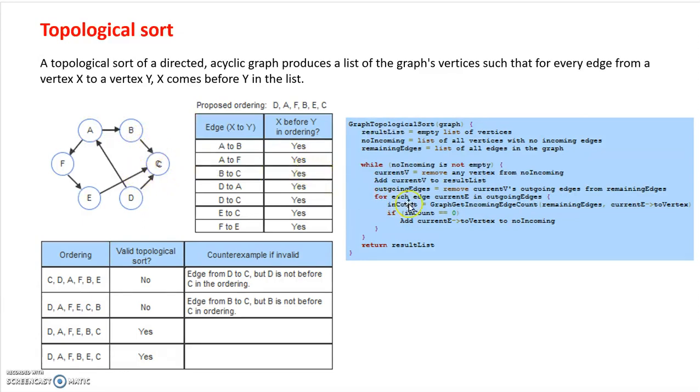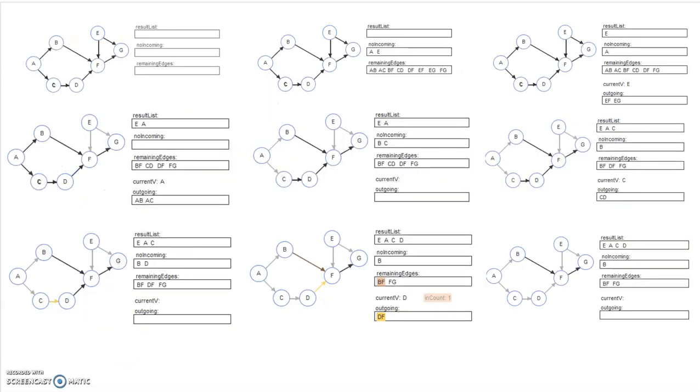Now, once these incoming edges are counted, the vertices that have 0 incoming edges are added to the no incoming list. So in this particular case, for example, node A is added to the no incoming list, and C will not be added to that list. With all that said, keep this algorithm in mind. We may come back to it. Let's apply this algorithm to this particular graph that we have here.